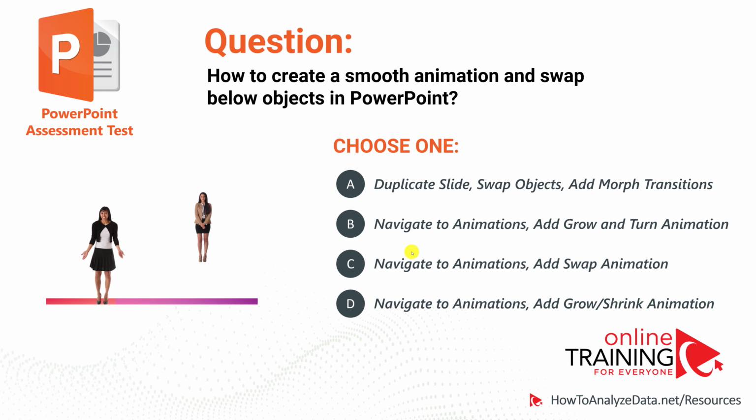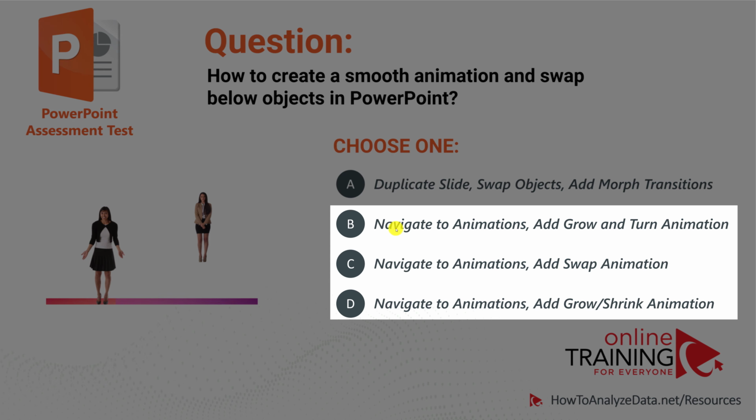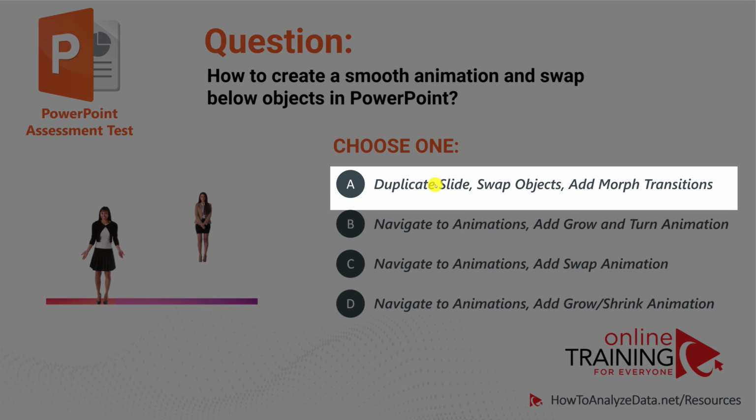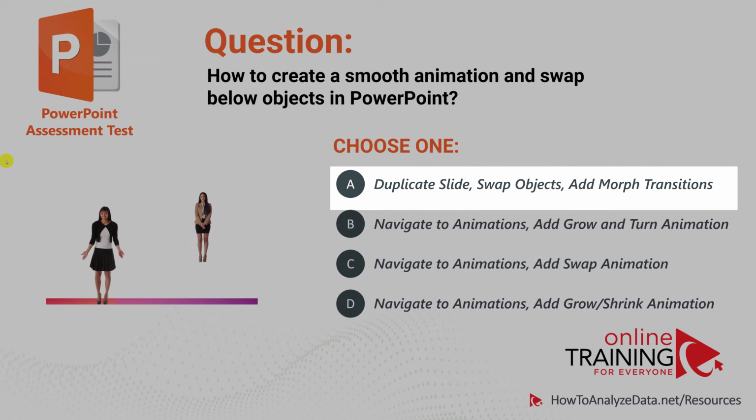The tricky part of this question is that three choices refer to animations and only one choice refers to transition, which might make you think that the right answer lies in animation section of the PowerPoint, which is incorrect. The correct answer to this question is choice A.